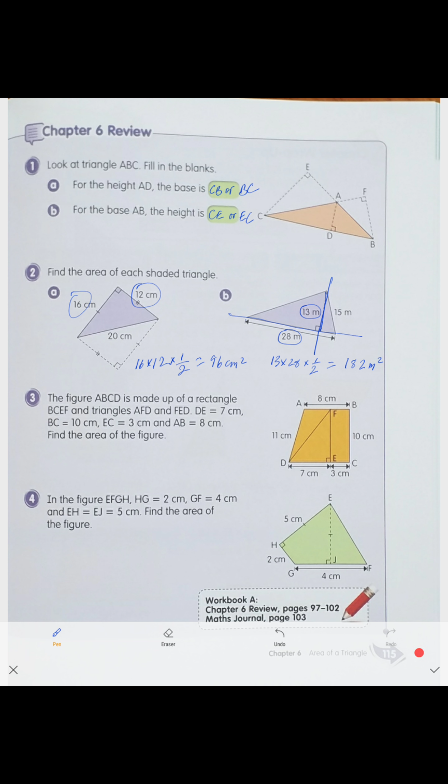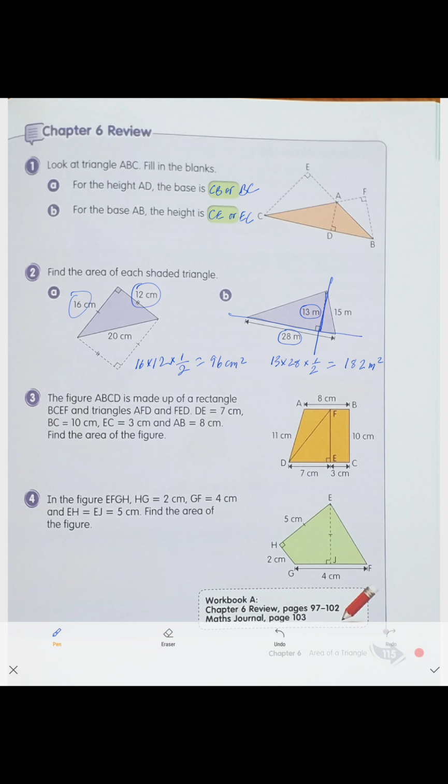Side DE is 7 centimeters. All right, you can read everything, right? So basically, we need to find 3 different areas, and we need to sum up, right? Sum up. Okay, let's check it out.